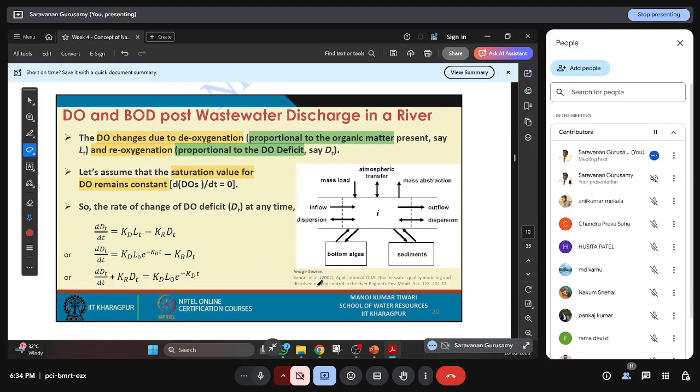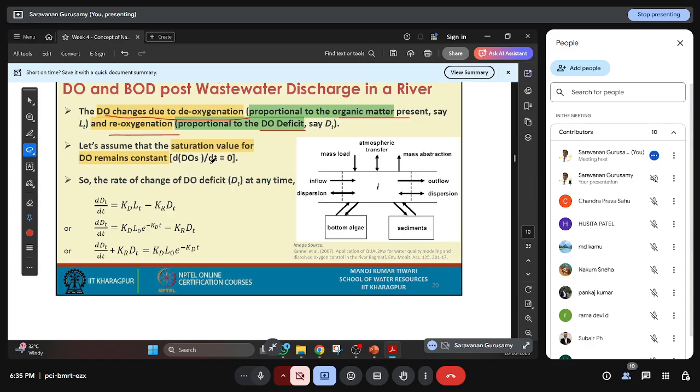These two will be used to find the oxygen deficit. If you see the relationship between DO and BOD, the DO change due to deoxygenation is proportional to the organic matter, while the oxygen coming in, the reaeration, is based on the DO deficit. These are the two major principles you have to remember. Reduction in oxygen is due to the organic matter present. Addition of oxygen in the river is due to the deficit, that is the oxygen requirement.